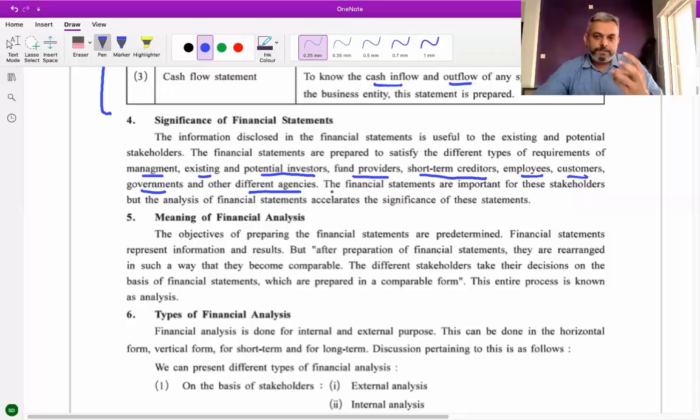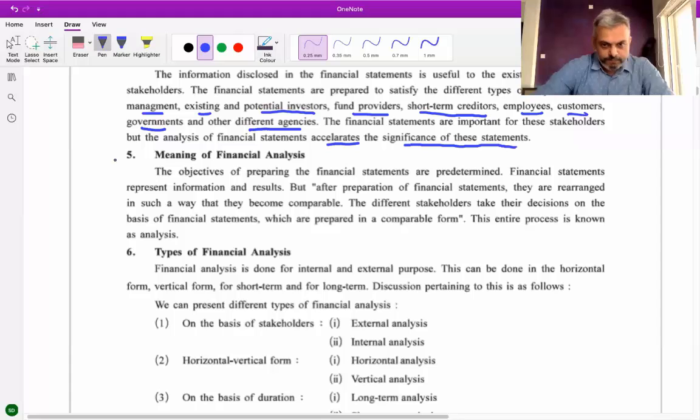So various people are connected with the company, and they would always like to know how the company is financially performing. That is why lots of names are given here of who will be using the financial statement. The financial statements are important for these stakeholders, but the analysis of financial statements accelerates the significance of these statements. Now, the meaning of financial analysis.